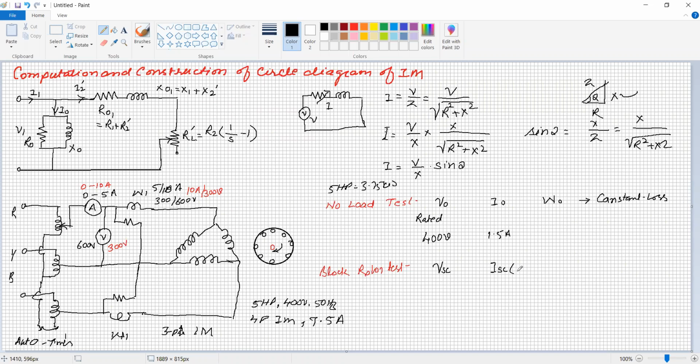So here it is the rated one, which is given on the nameplate reading. So it is rated, and here WSC. Now say for example, the voltage is 95 volt, a reduced voltage as compared to 400. It may be 95 or less than 95, say 65 volt. At this 65 volt, the current is 7.5 ampere, that is the rated one, and there will be some losses.